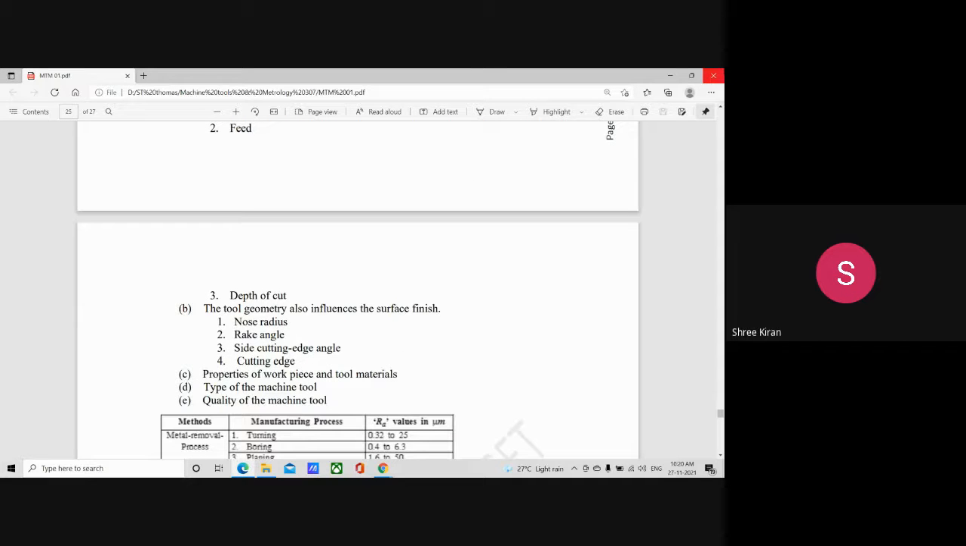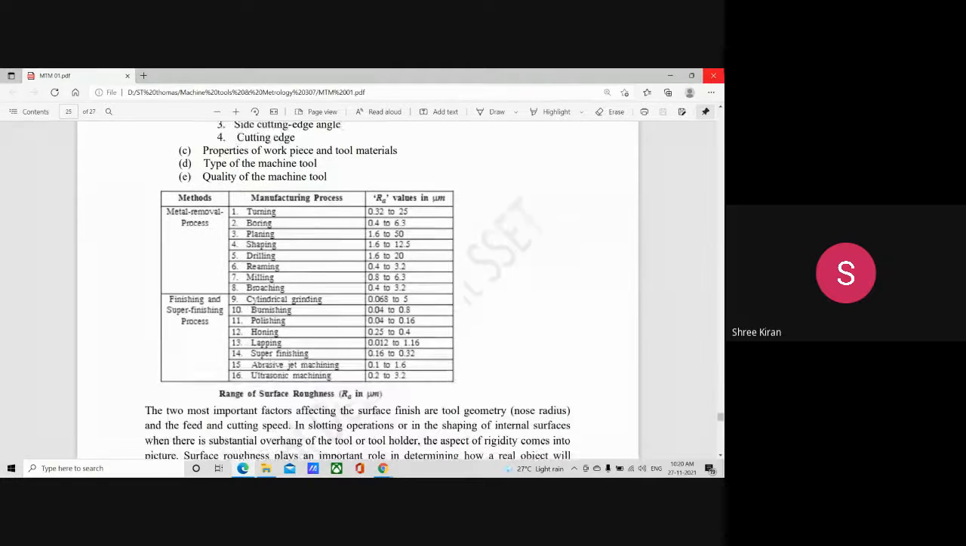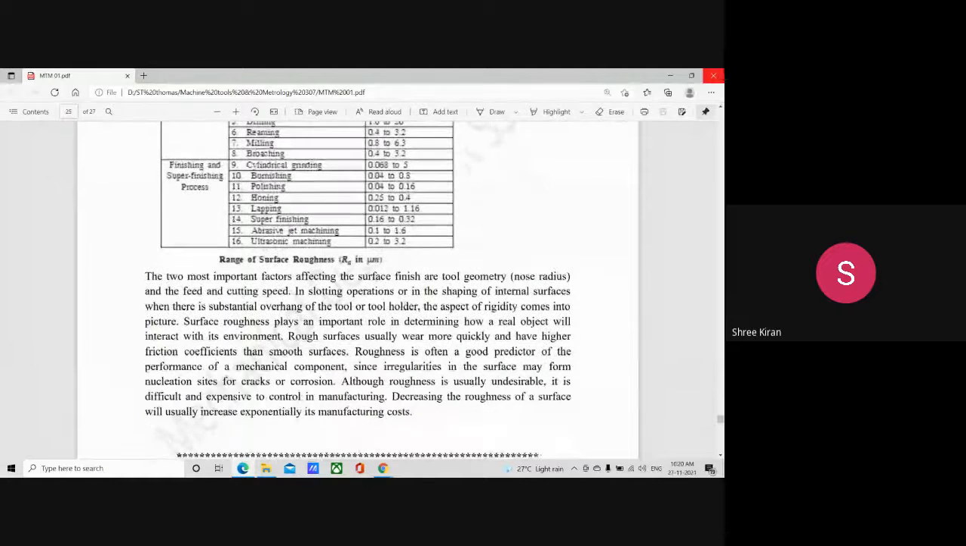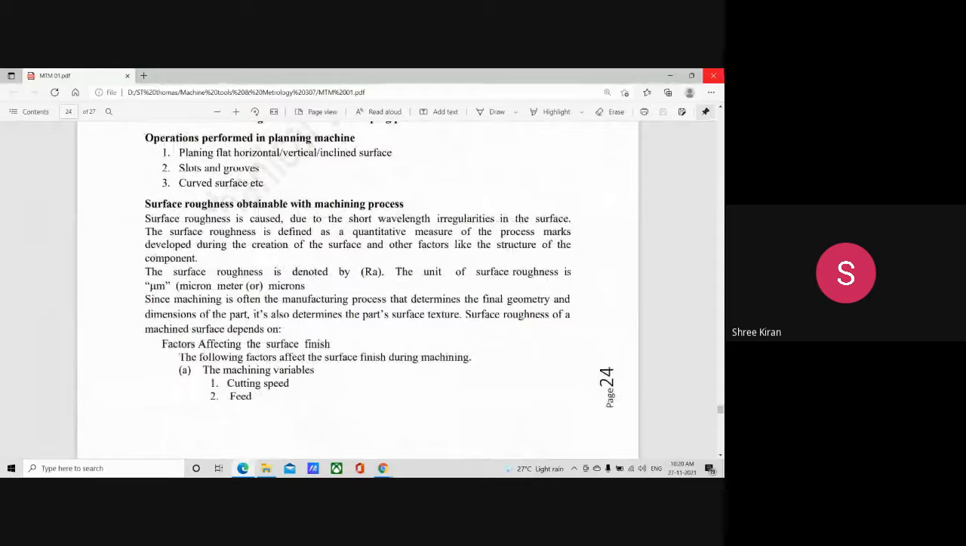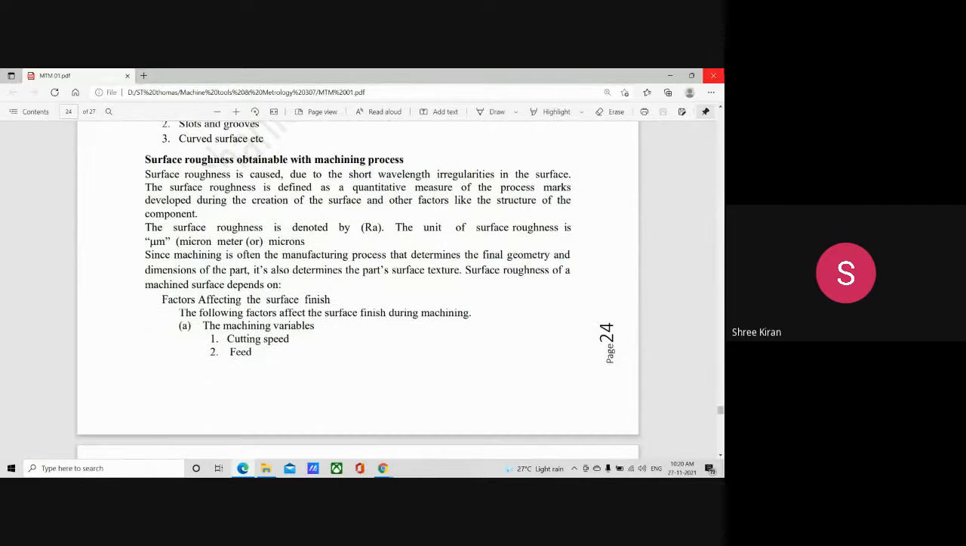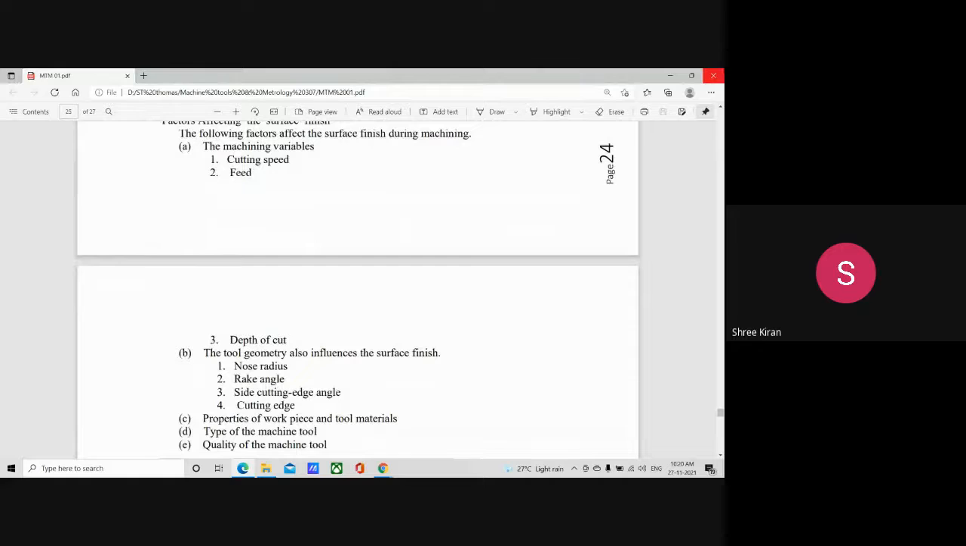Then the properties of the workpiece and the tools, the type of machine tool, and the quality of the machine tool. All of this comes under the case of surface roughness. So the main factors affecting the surface finish are the machining variables, the tool geometry, the properties of the workpiece or tool materials, the type of machine tool, and the quality of the machine tool.